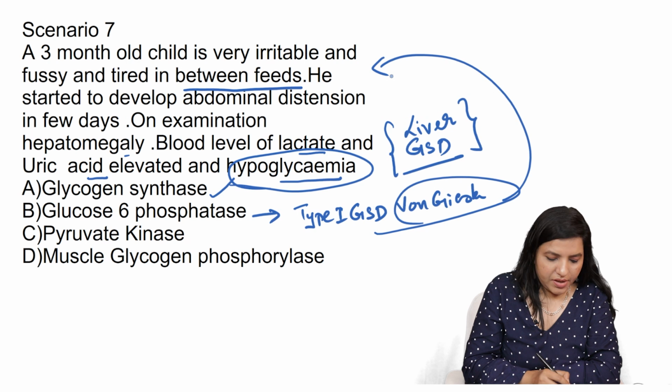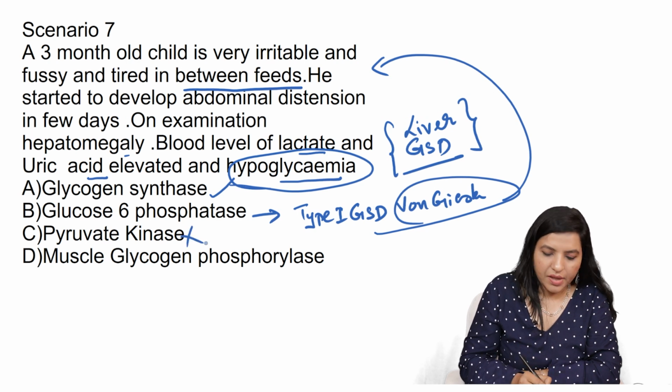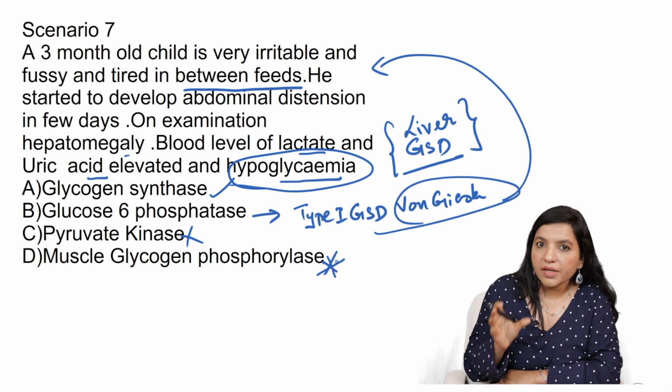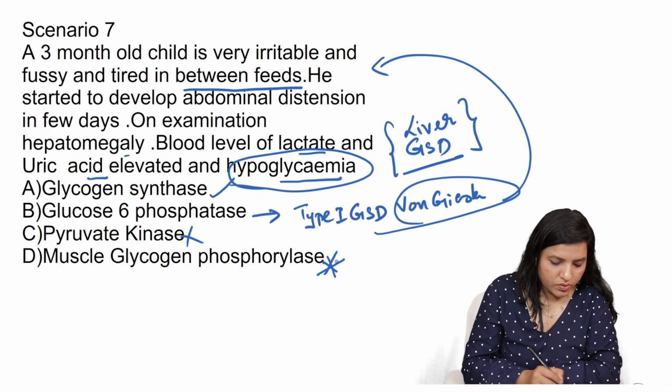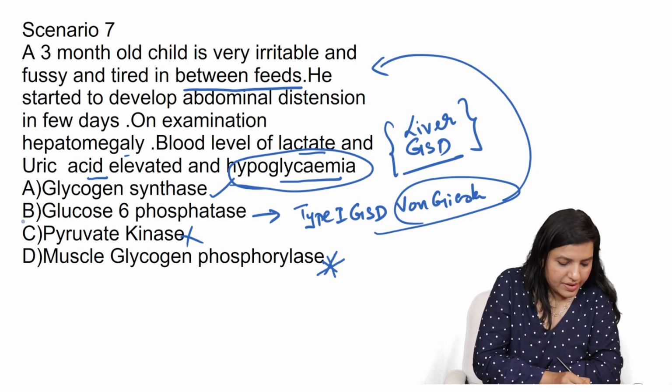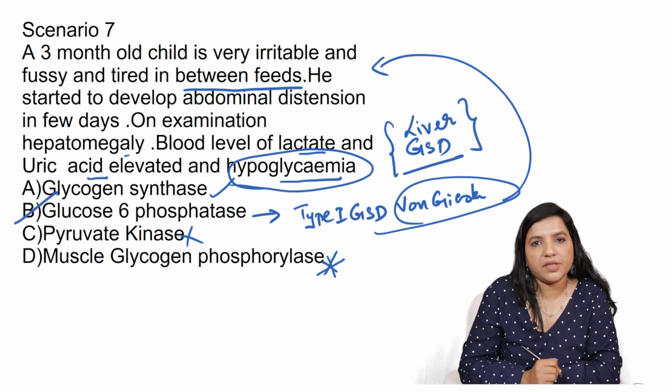Then pyruvate kinase, no, it is not causing this. Then muscle glycogen phosphorylase, no, because muscle glycogen phosphorylase deficiency will not cause hypoglycemia. So, that is also not the answer. So, the answer here is B, that is von Gierke's disease, glucose 6 phosphatase.